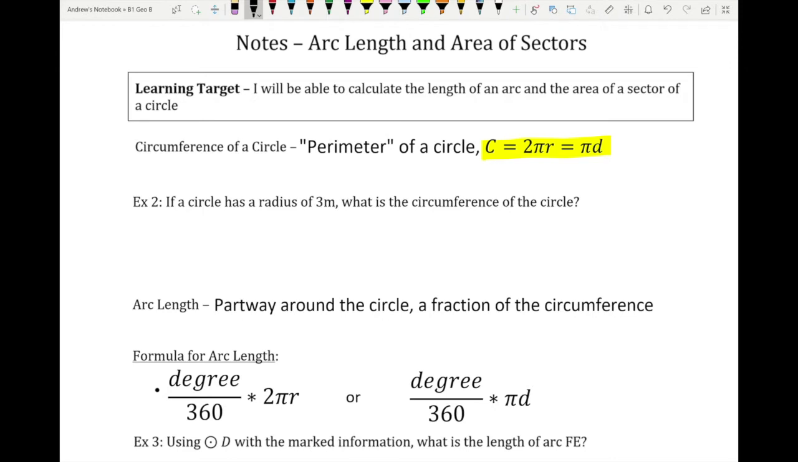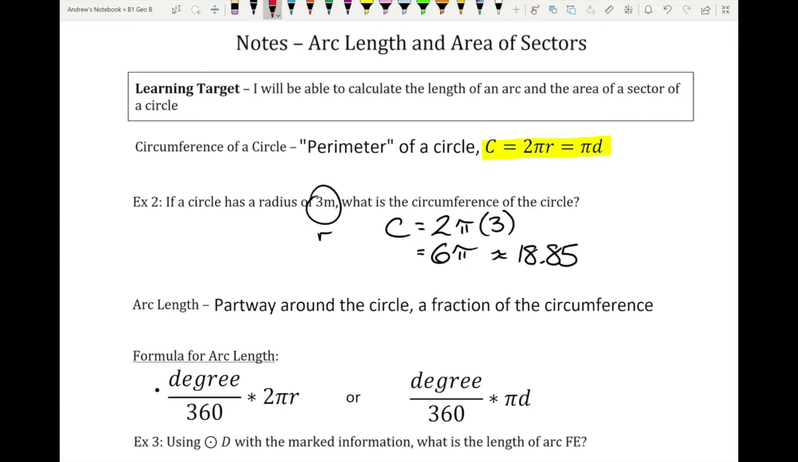If a circle has a radius of 3 meters, what's the circumference? They're telling me that the radius is 3 meters. That's r. So to find the circumference, all I need to do is 2 times pi times that radius. So 2 times 3 is going to be 6 with a pi. And 6 pi, if I plug that into a calculator, is going to be about 18, we'll round it to 18.85.